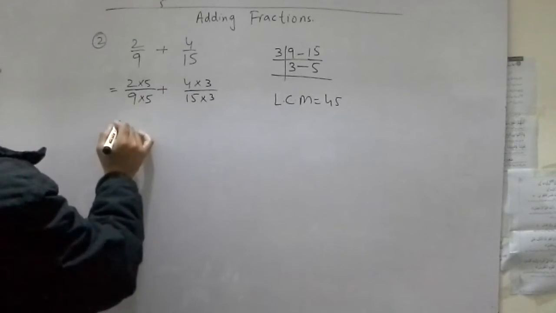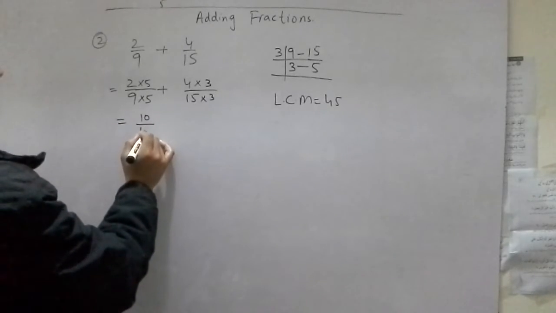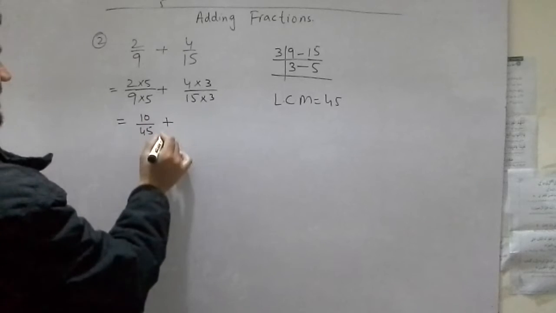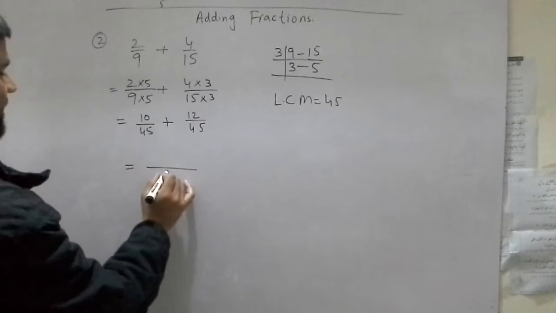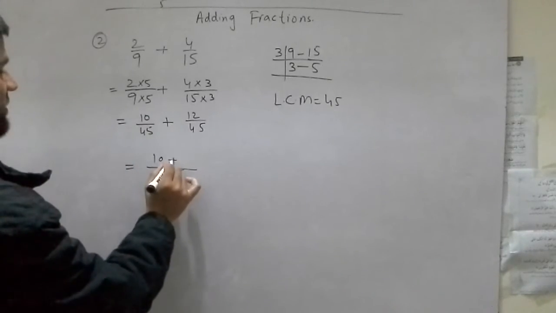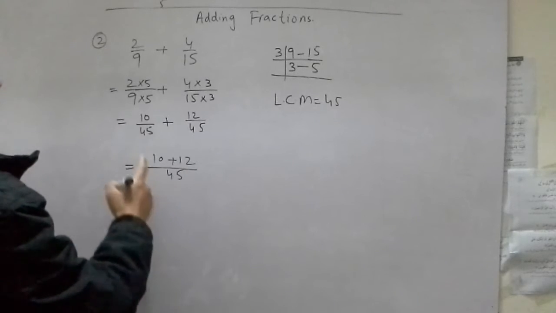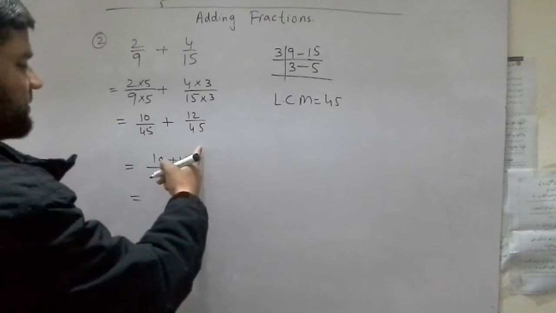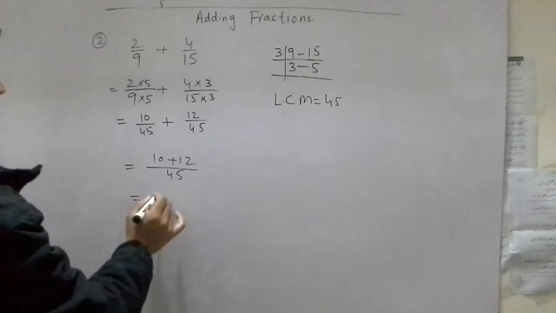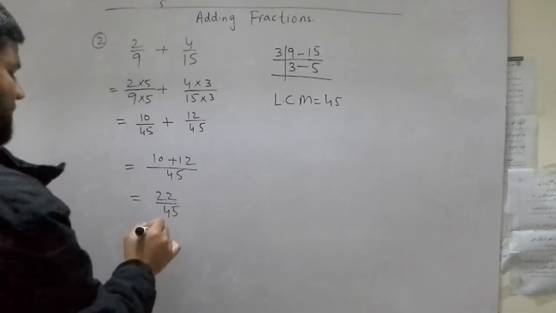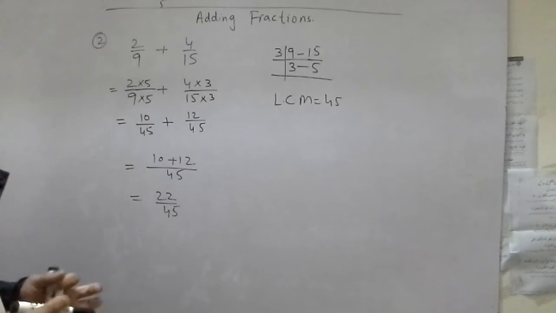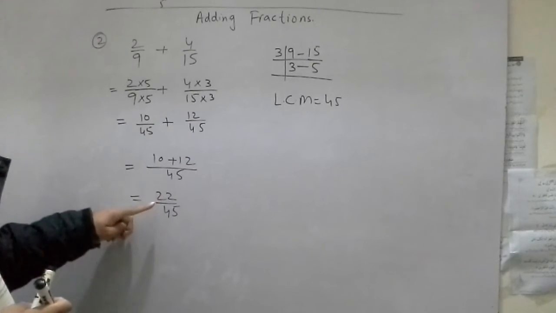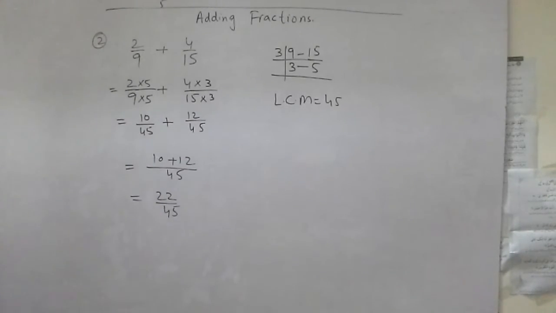Now multiply them out. 2 times 5 is 10, 9 times 5 is 45, plus, this plus will come as it is, 4 times 3 is 12, and 15 times 3 is 45. Now our LCM is 45, and 10 plus 12 will be added. We don't add the denominators when you get them the same in adding fractions. So 10 plus 12, 22 over 45. Now this can't be further simplified, and it is a proper fraction, and we want to keep it as a proper fraction. It can't be divided or cancelled out with a similar number. So we will move on to our question number 3.